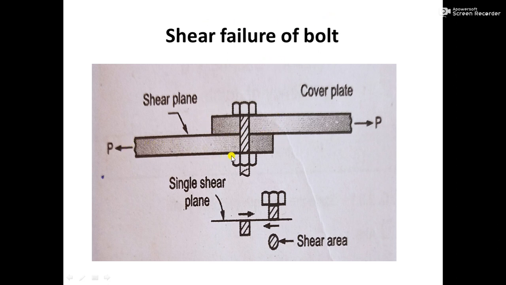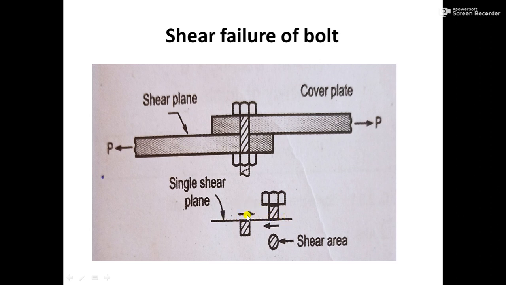Here a lap connection is shown, connected by a bolt. This is the shear plane. Since a horizontal force is applied, a tensile force is applied on these two plates. Then this bolt section is carrying a certain load in the applied load direction, and the above portion is carrying a certain load towards the right, and some part is carrying load towards the left. Due to that, shearing occurs.